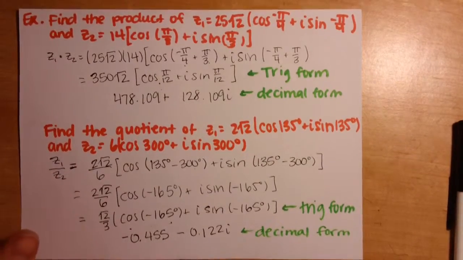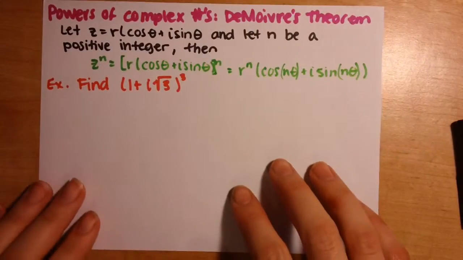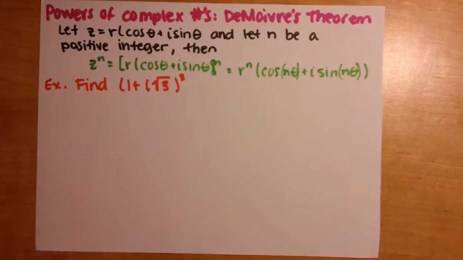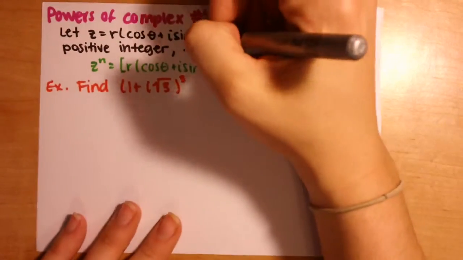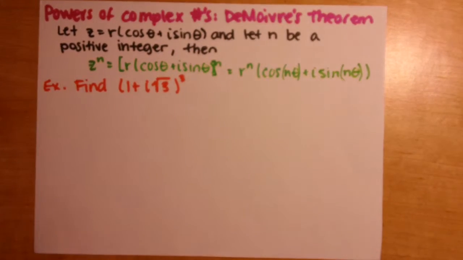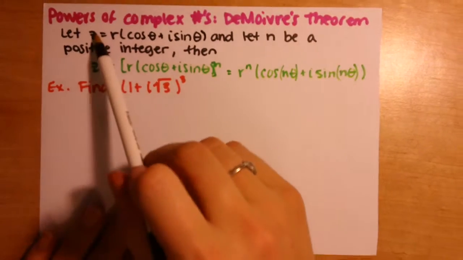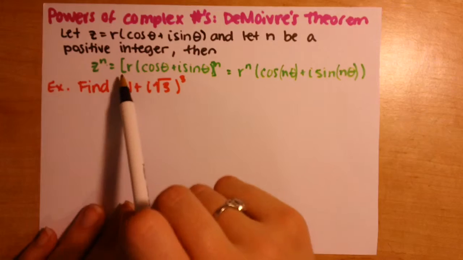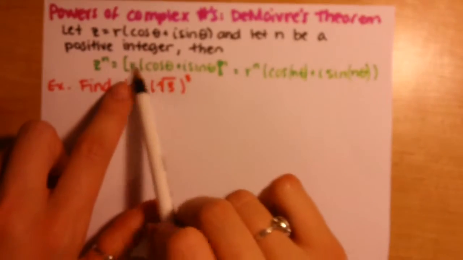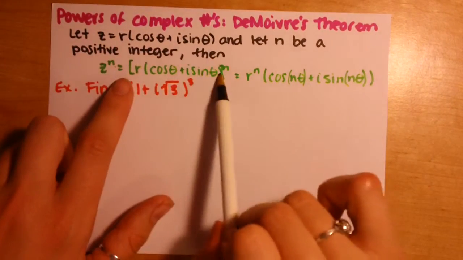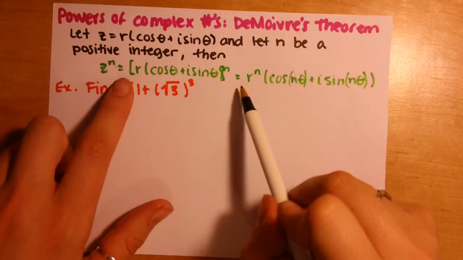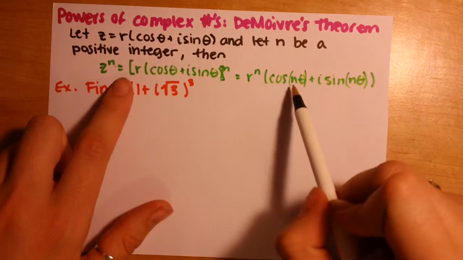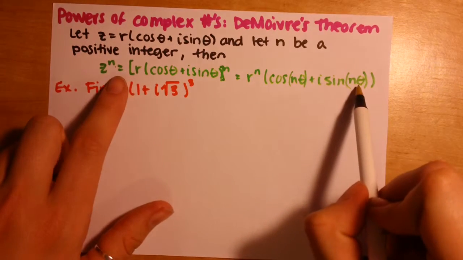So the last thing we're going to talk about here is the powers of complex numbers. So I want to let z equal r times cosine theta plus I sine theta, and let n be a positive integer. So if I take z and I raise it to the power of n, the way DeMoivre's theorem works is it says that I can do r raised to the n cosine of n theta plus I sine n theta.